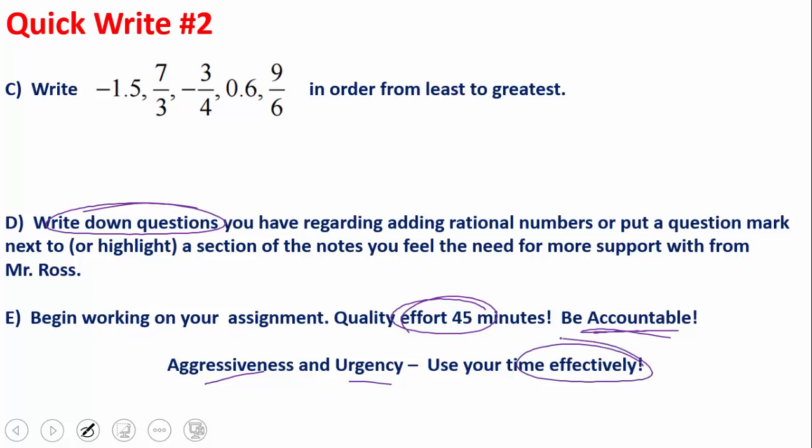Use your time effectively. Ladies and gentlemen, once again, come to class with questions. You are amazing. You are uniquely special. You can do all of this challenging work if you put your mind to it. I know you can. I believe in you. You would not have been placed in this class if you could not.